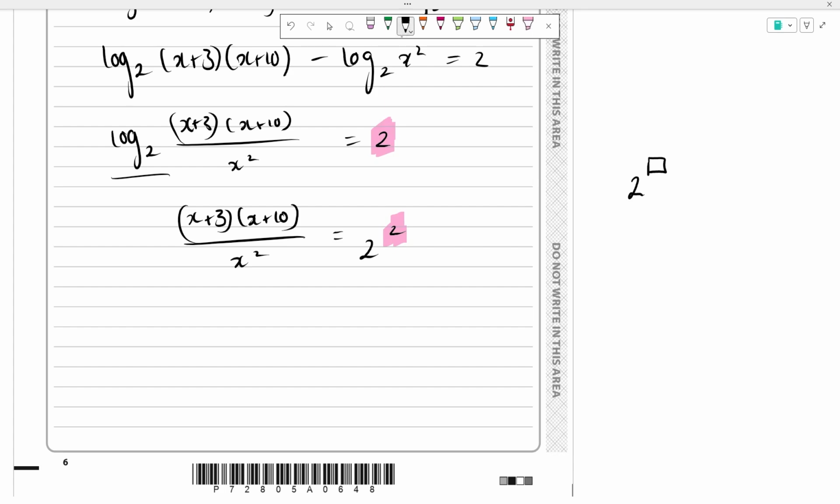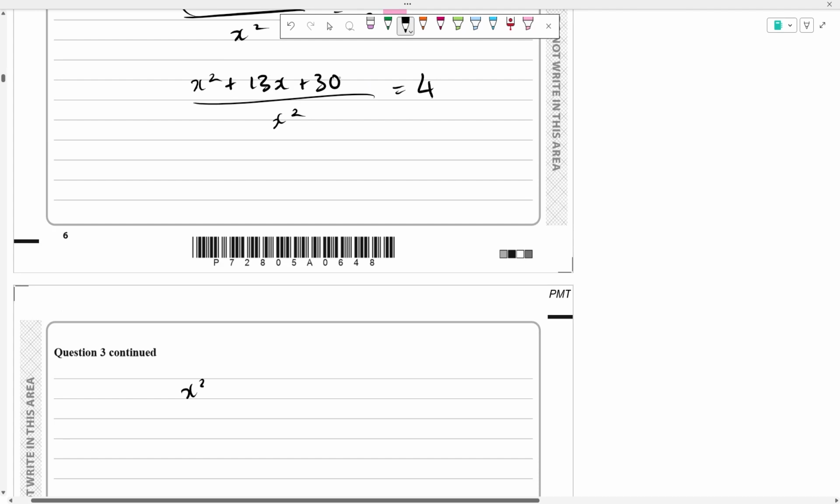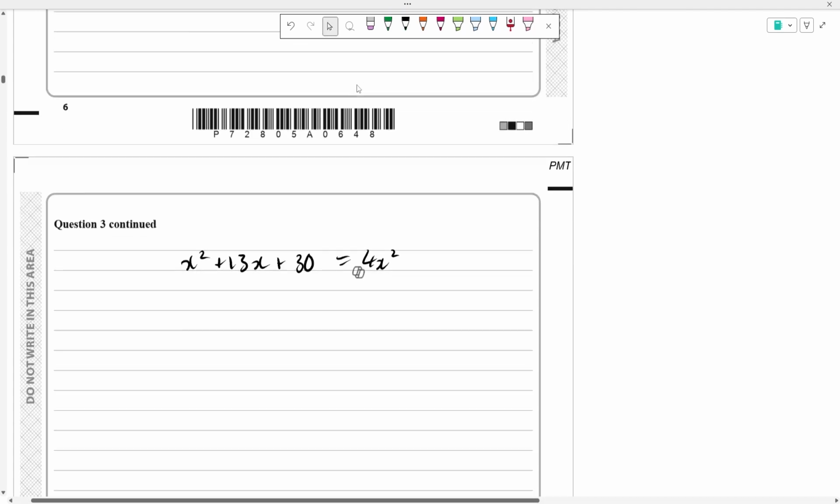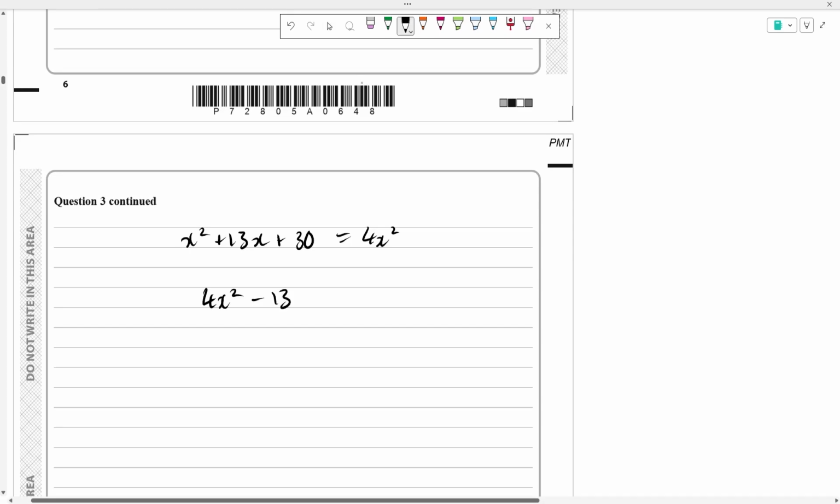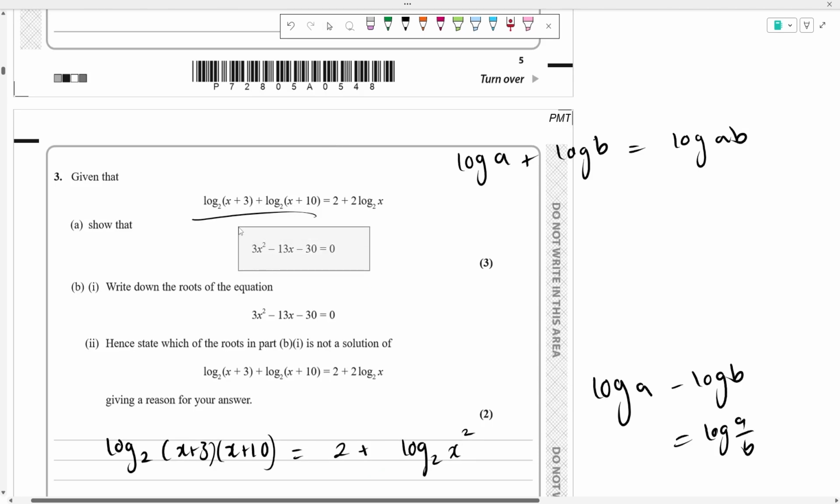That just becomes that power. And then I'm just going to expand and rearrange. So this becomes x squared plus 13x plus 30. That's the numerator expanded out, over x squared is equal to 4 times by x squared on both sides. This gives us x squared plus 13x plus 30 is equal to 4x squared. And we can move everything to one side. I'm going to subtract this x squared. So this becomes 3x squared minus 13x minus 30 is equal to 0. Amazing. That's part A complete.